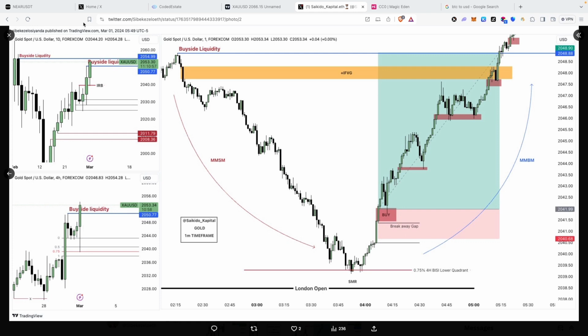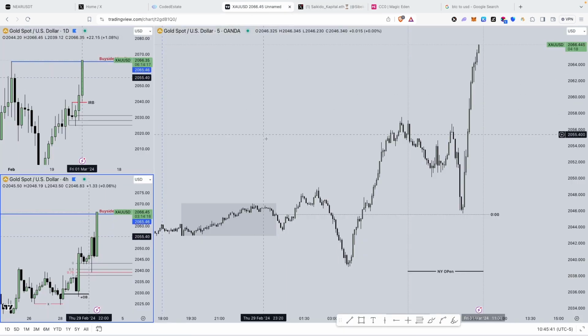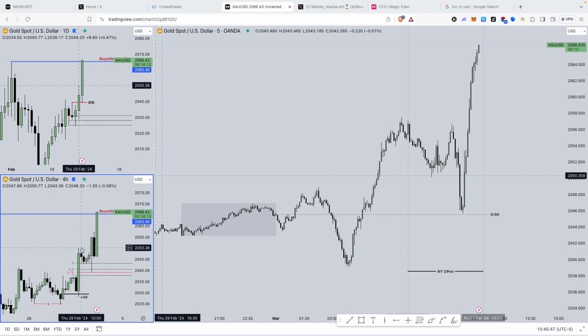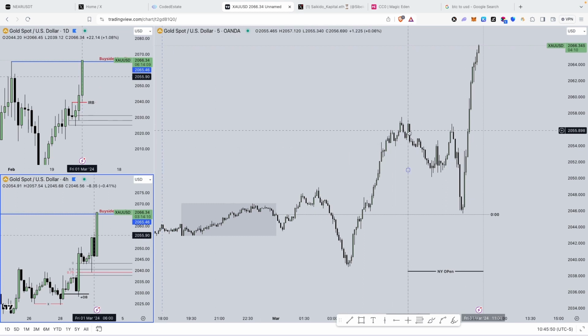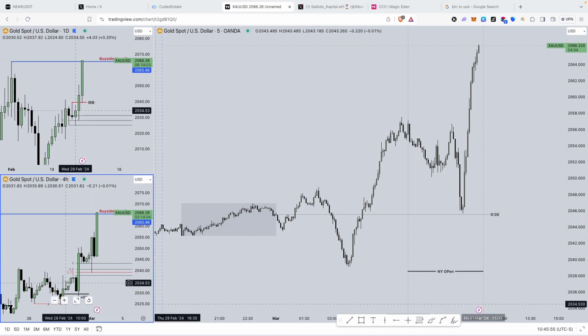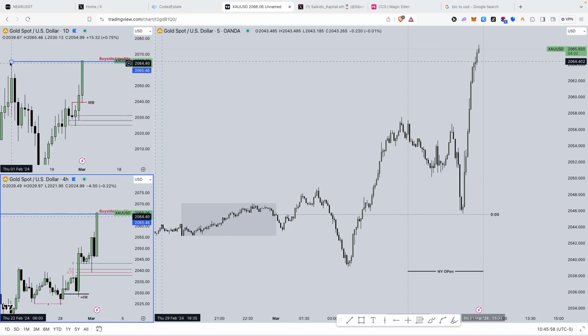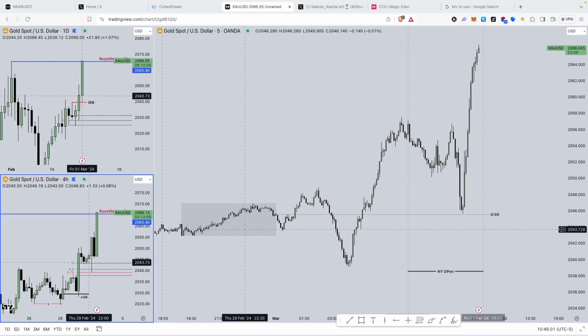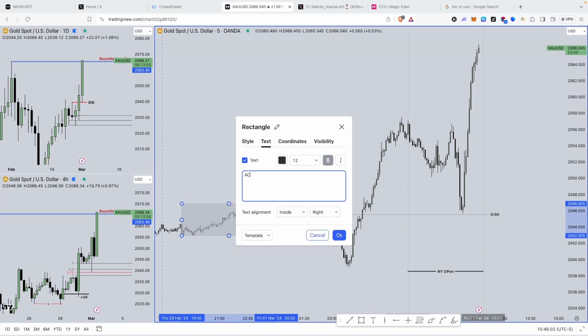Okay. So now I want to show you what happened. We went all the way up, we took out that high right there, and then during New York Open, if you are bullish and you believe that the drawn liquidity is that high, you are still bullish, you've already seen your accumulation. So you are waiting for the second distribution during New York, right? Because we're already bullish, man.